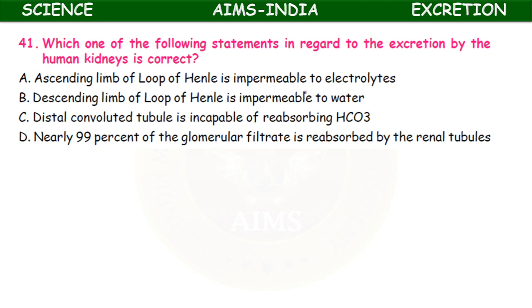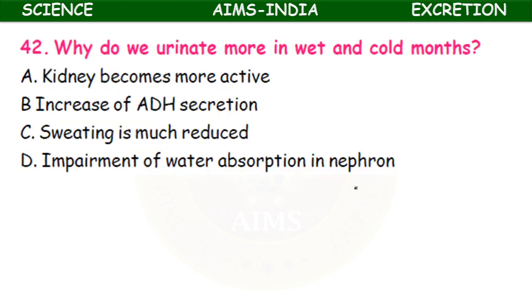Here, ascending limb impermeable to electrolytes, wrong. Descending limb of loop of Henle is impermeable to water, it is permeable only, wrong. Distal convoluted tubule is incapable of reabsorbing, it actually absorbs bicarbonate ions, HCO3 minus. So this is the correct statement: nearly 99% of the glomerular filtrate is reabsorbed by the renal tubules. Renal tubules means proximal convoluted tubule, loop of Henle, distal convoluted tubule. 99% of glomerular filtrate is reabsorbed, concentrated.